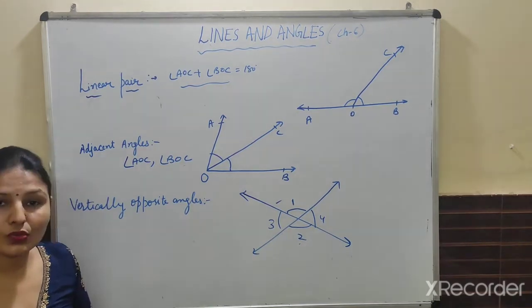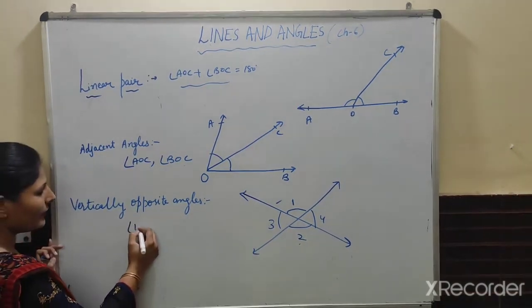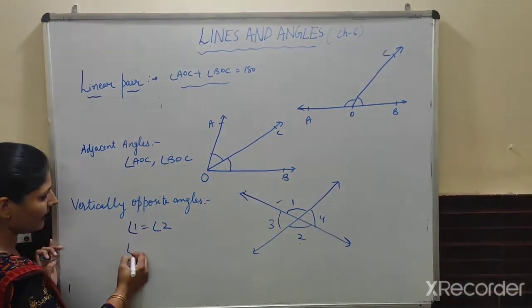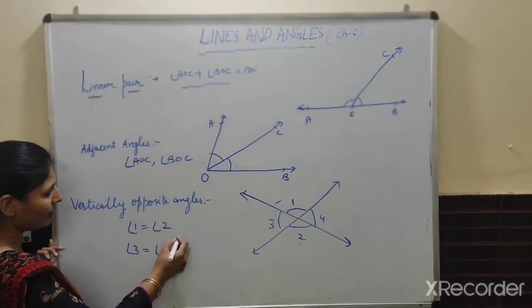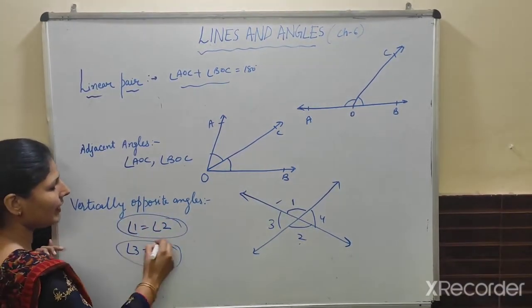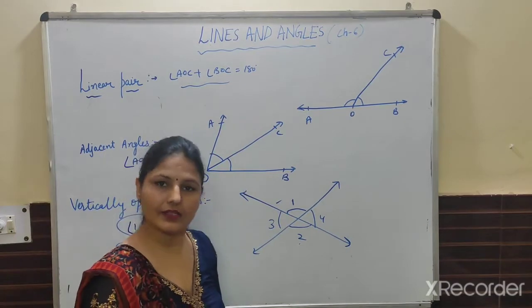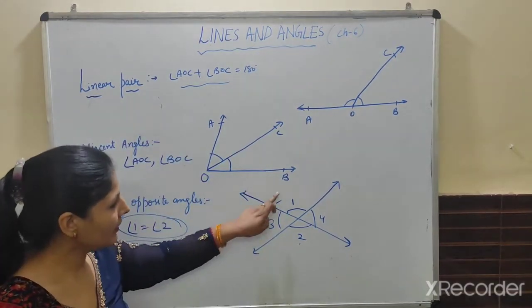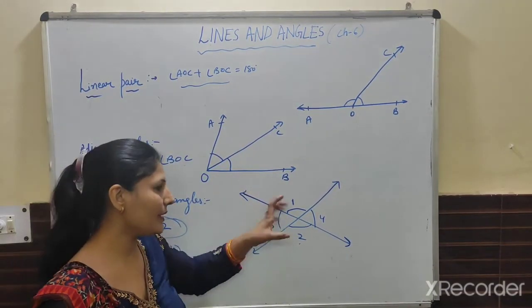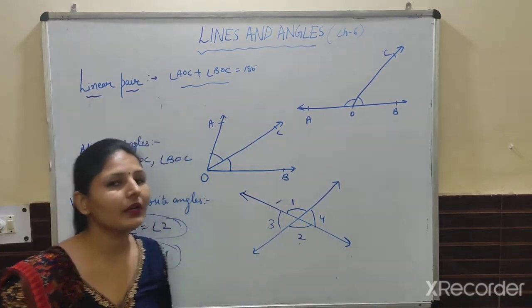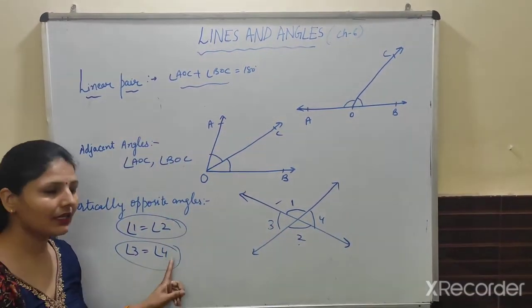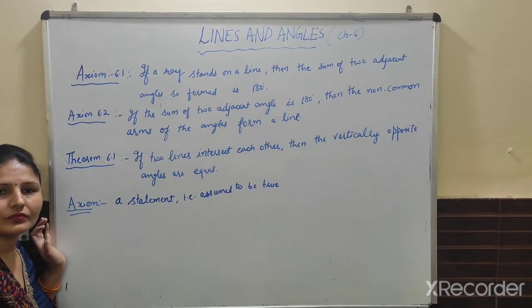We got two pairs here. Angle 1 is equal to angle 2 and angle 3 is equal to angle 4. These are called vertically opposite angles. What will we call them? Vertically opposite angles. One pair is this and one pair is this. What will we call them? Vertically opposite.